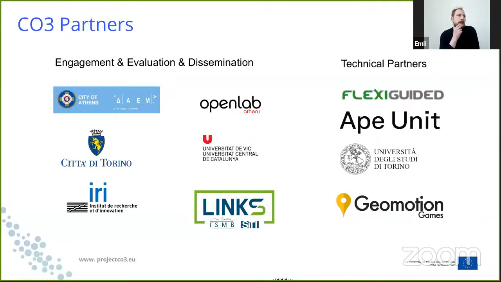Of course, we're not the only partners in this project. We have 3 cities as partners, the city of Essen, the city of Turin, and Paris, that are running different pilot sites and trying to explore these technologies. And then there are different technical partners like FlexiGuided for the interactive democracy and delegated voting mechanisms, ApeUnit as a blockchain partner together with the university in Turin, and GeoMotion, who create the augmented reality interfaces.